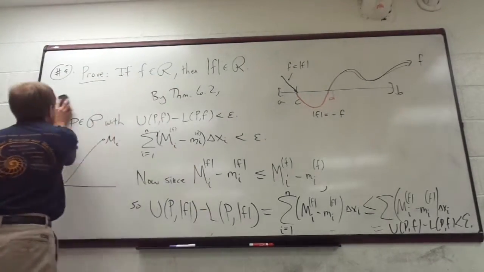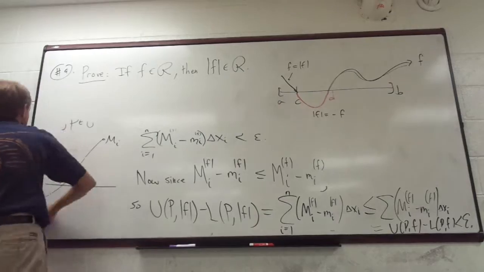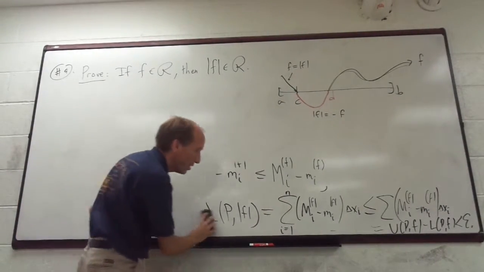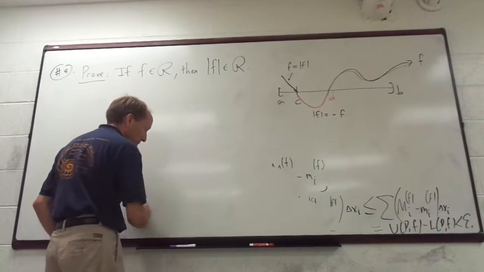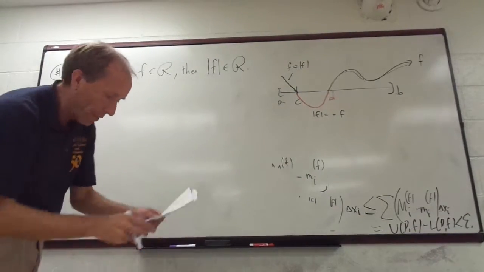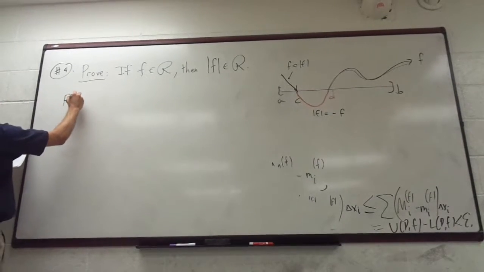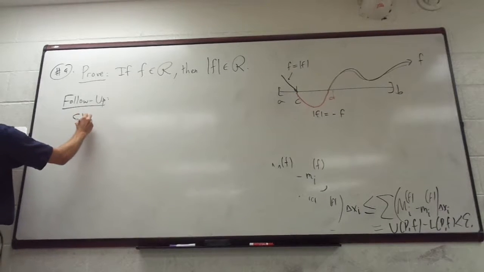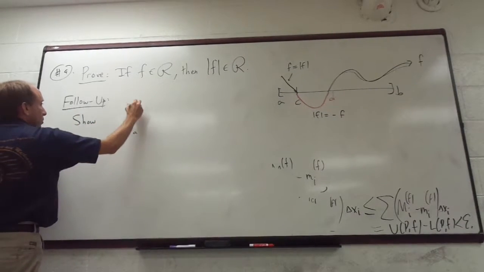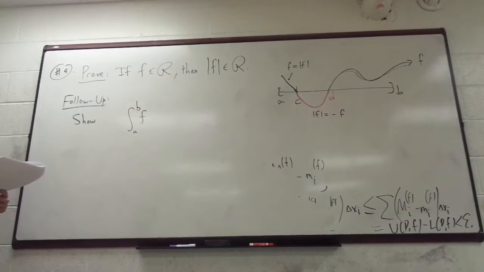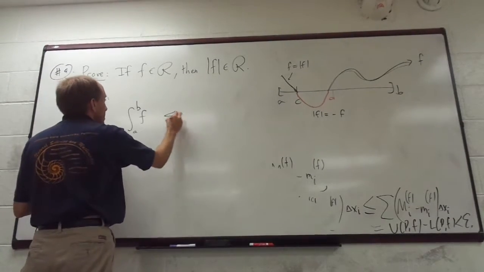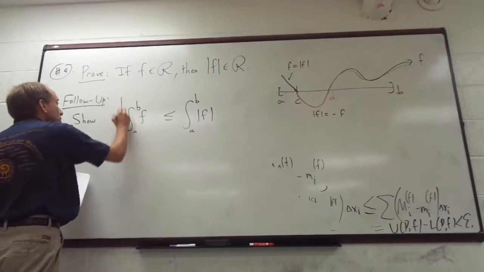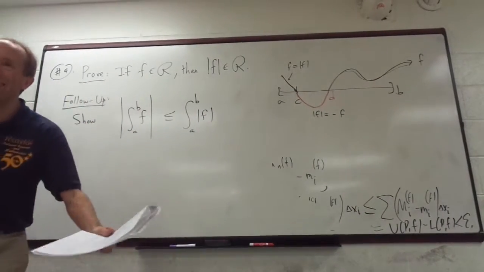Okay, I have a little follow-up question here. We know that the absolute value of a Riemann integrable function is Riemann integrable. So then, can we prove this about it? This is just a second little part here. Follow-up: show that if you do take the integral of f, it's less than or equal to the integral of absolute f, and even if you take the absolute value of the left side.